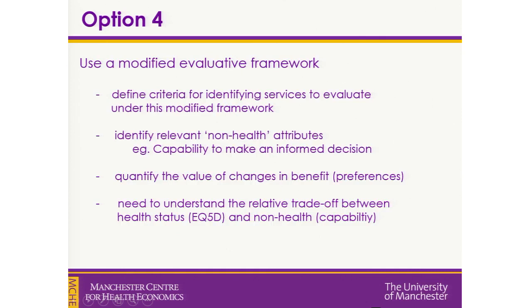Or you could use a modified framework and say, okay, let's work out which ones we think are going to be relevant for this modified framework. Let's pick a non-health outcome we think is important, capability to make an informed decision, measure it, and see what people think about that. Are they willing to give up some health to get some more of this ability to make an informed decision? This is a huge programme of work. I've got PhD students starting to think about it, but before we can use this, we need to have a lot of empirical evidence to support this way of moving forward.